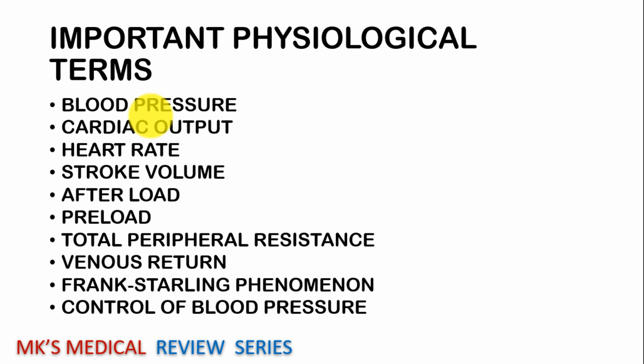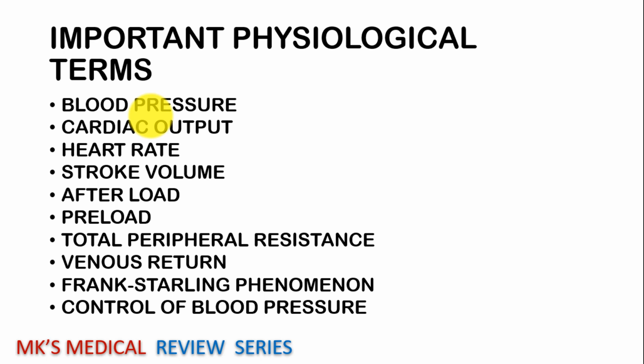So if we go back to blood pressure, remember that blood pressure is a product of cardiac output times total peripheral resistance. So if the cardiac output increases, the blood pressure increases. If the total peripheral resistance increases, the blood pressure increases. And remember that cardiac output is a product of heart rate multiplied by the stroke volume. So if the heart rate increases, the cardiac output will increase and the blood pressure will increase. If the stroke volume increases, the cardiac output will increase and the blood pressure will increase. It's directly proportional.